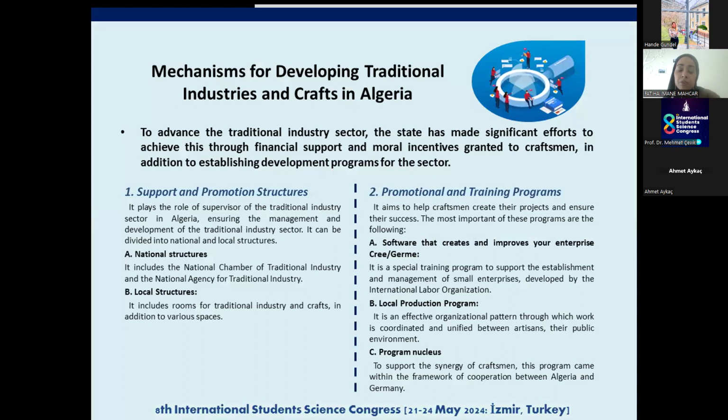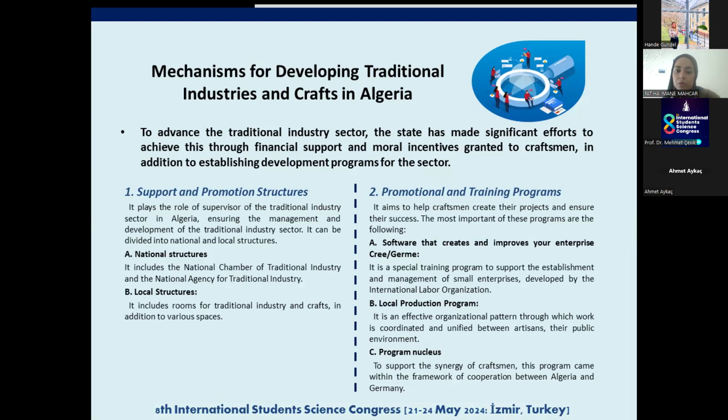As for the mechanisms for developing traditional industry and crafts in Algeria, the country has some mechanisms for developing and enhancing these traditional industries. In the first level, we have the support and promotional structures. We have the national structures, the National Chamber of Traditional Industry and the National Agency for Traditional Industry. About the local structures, we have rooms for traditional industry and crafts, and we have various spaces for the promotion of traditional industries and crafts.